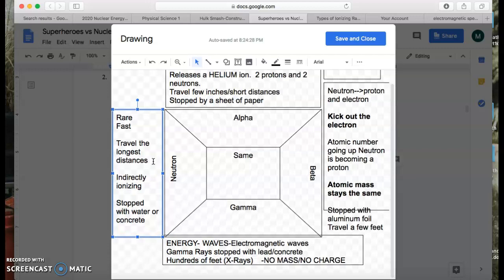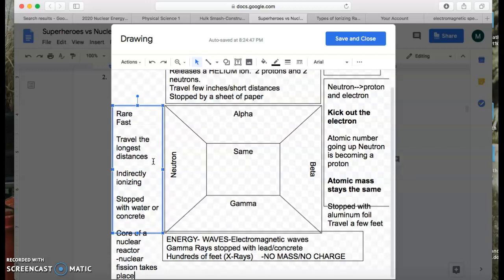And we're going to actually talk about how a nuclear reactor works. That's coming up. But you normally find neutron radiation at the core of a nuclear reactor, where nuclear fission takes place. Okay? And we're going to actually get into a lot of detail with this. But these are the more common ones that you're going to see and talk about.